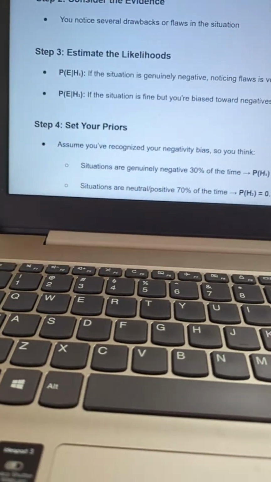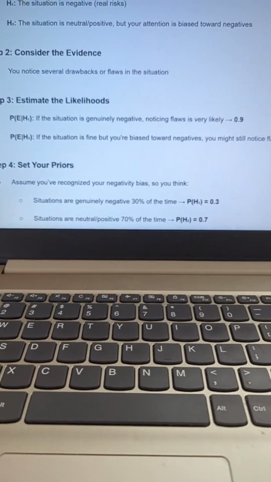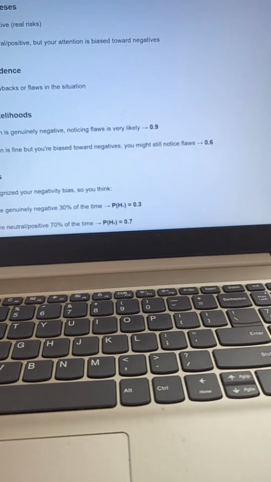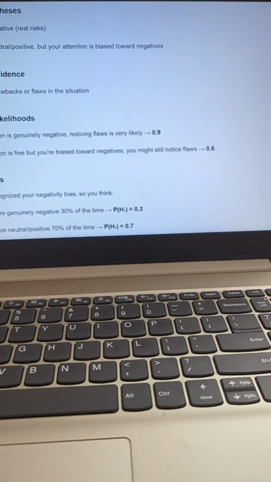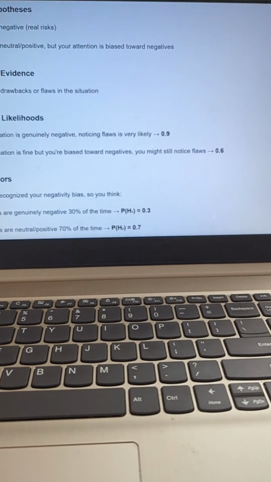But that's true, right? Would you agree with me? Do you think that's reasonable, that if the situation is genuinely negative, noticing flaws is pretty likely? Okay, so how about this? Sorry, I was interrupted. What is the likelihood that the situation is fine, but you're biased toward negatives, and you might still notice flaws? Well, it's a little bit lower, right?